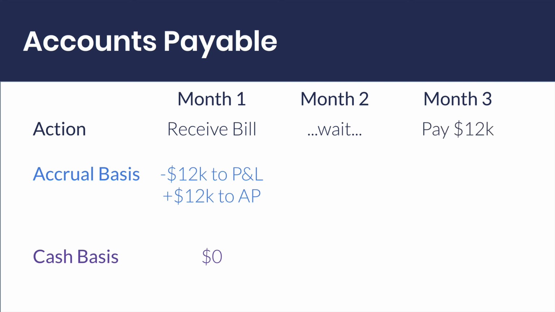And then in month 3, let's say I finally pay that $12,000. There's no change to the profit and loss because I've already recorded the expense in month 1. I remove that $12,000 from my accounts payable on the balance sheet, and then I actually pay out the $12,000 in cash. So you can see there's a lag. There's a lag from when I invoice people versus when I receive payment from them, and there's a lag when they invoice me versus when they receive payment from me.